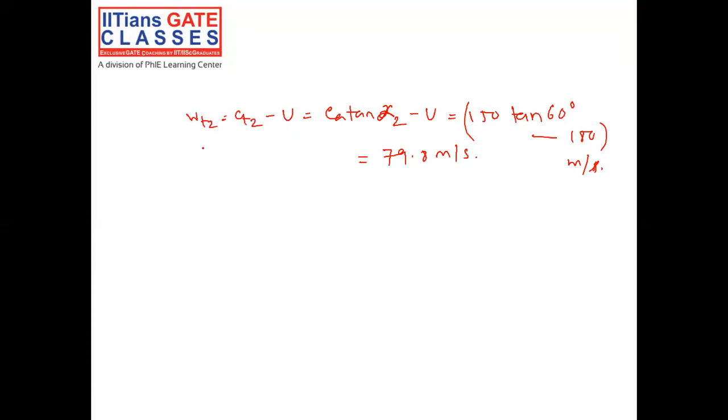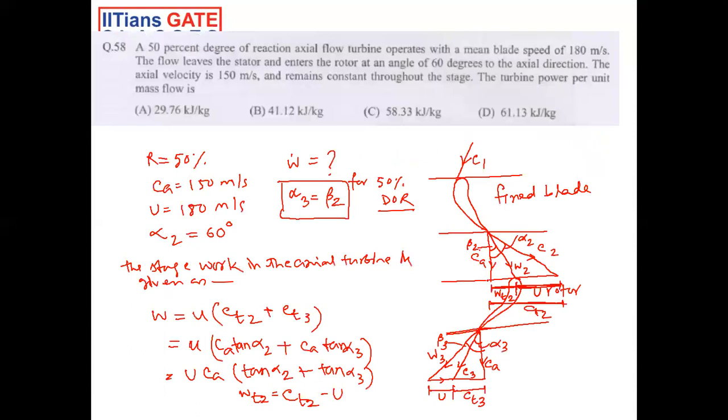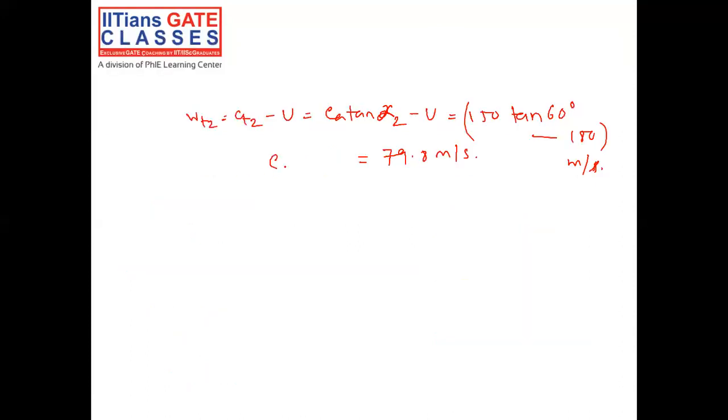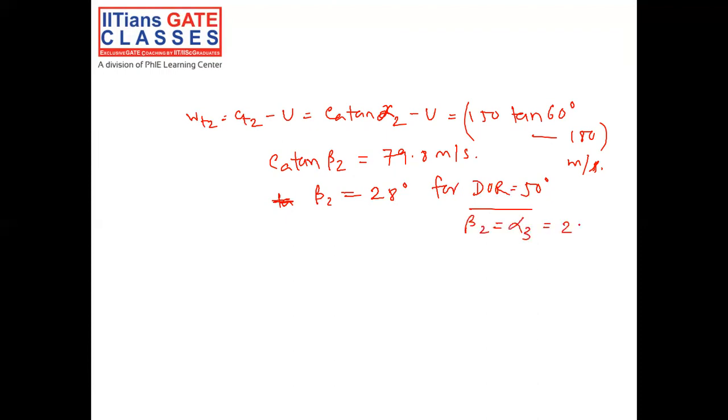And WT2 is also equal to CA tan beta 2 from this triangle. We can see that WT2, the base of the triangle, is CA tan beta 2, and CA is given as 150 meter per second. So from this we get beta 2 equal to 28 degree, and for 50% degree of reaction, beta 2 is equal to alpha 3, which is equal to 28 degree.